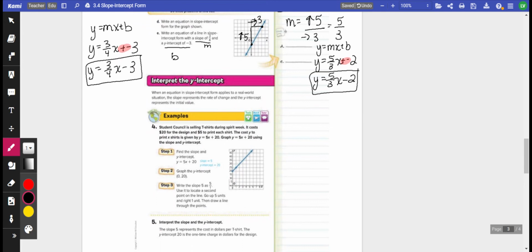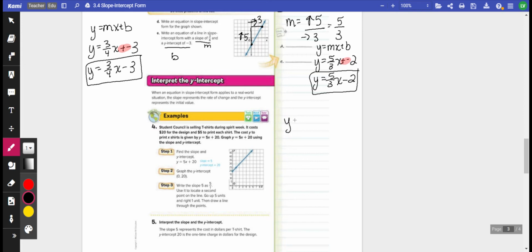So interpret the y-intercept. When an equation in slope-intercept form applies to a real-world situation, the slope represents the rate of change and the y-intercept represents the initial value. So let's take a look at example 4. Student council is selling t-shirts during Spirit Week. It costs $20 for the design and $5 to print each shirt. The cost y to print x shirts is given by y equals 5x plus 20. We're going to graph y equals 5x plus 20 using the slope and y-intercept.